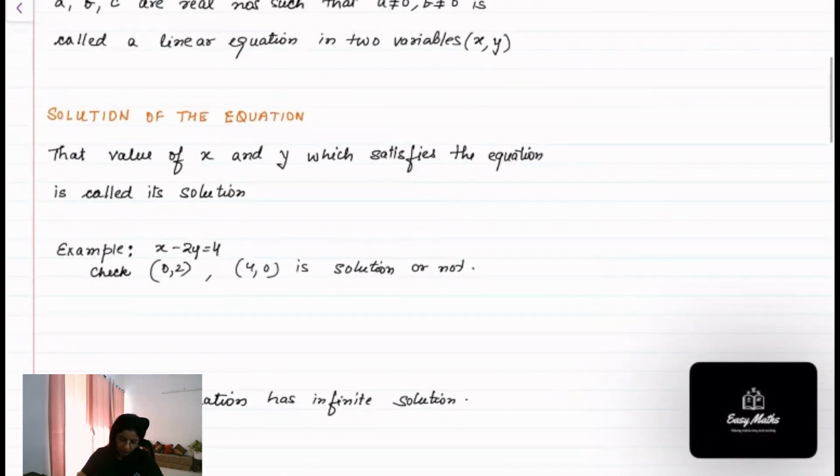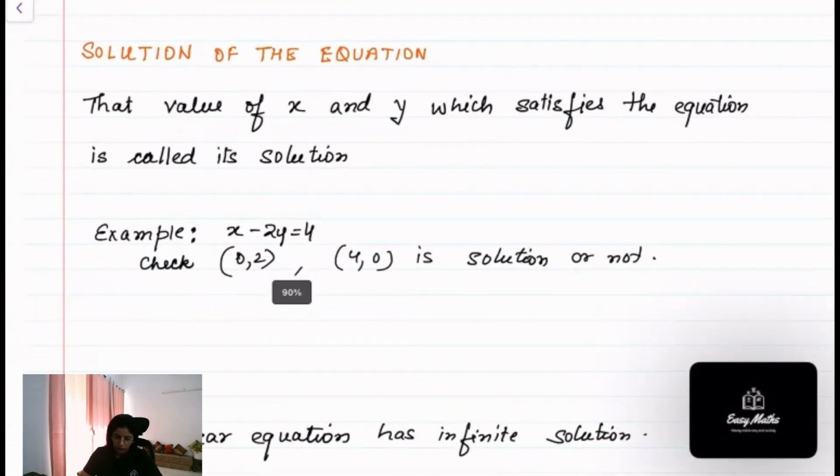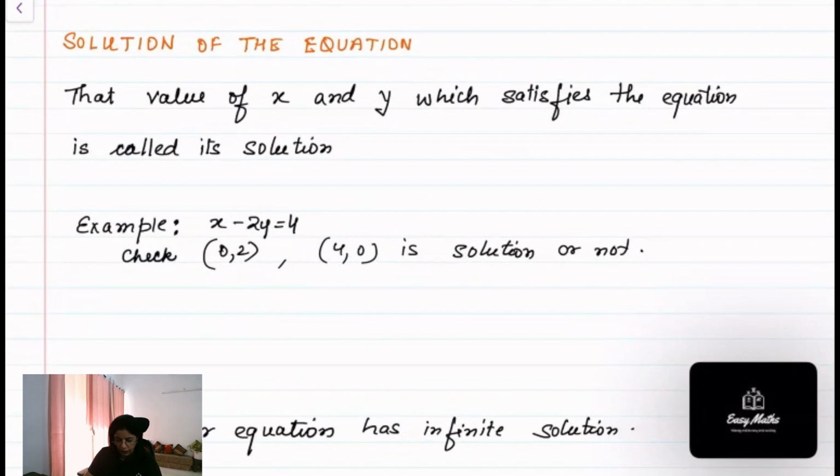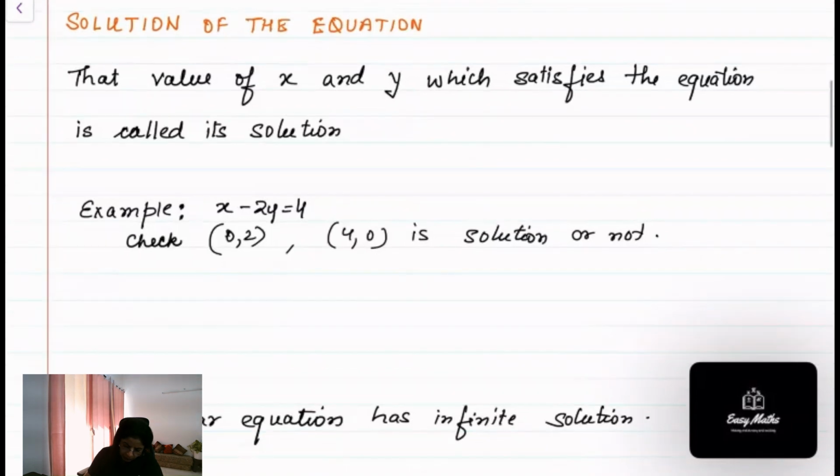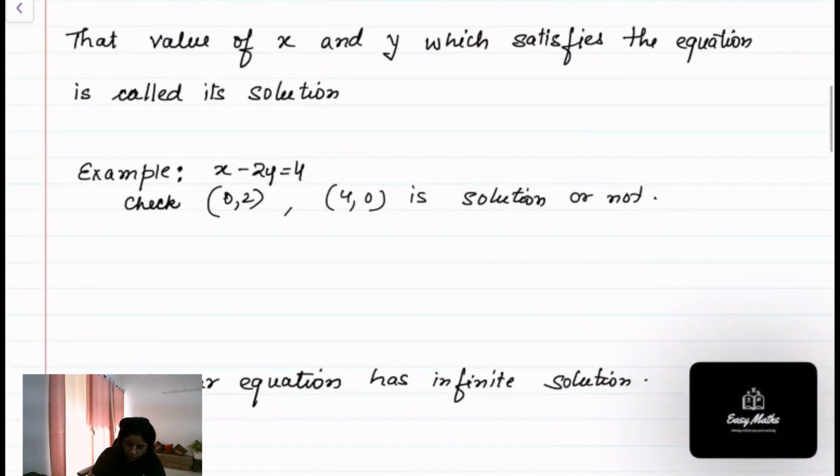The next thing we should know: suppose you have the equation x minus 2y is equal to 4, and you have to check whether (0, 4) and (4, 0) is a solution or not. So first, you bring it to the standard form: x minus 2y minus 4 is equal to 0. Why minus 4? Because when you transpose 4 to the left hand side, it becomes minus 4.